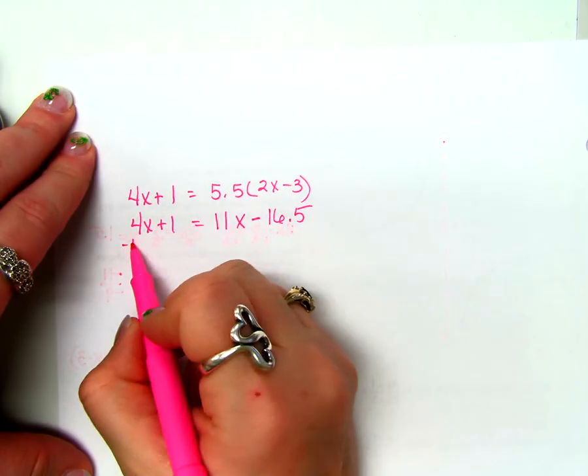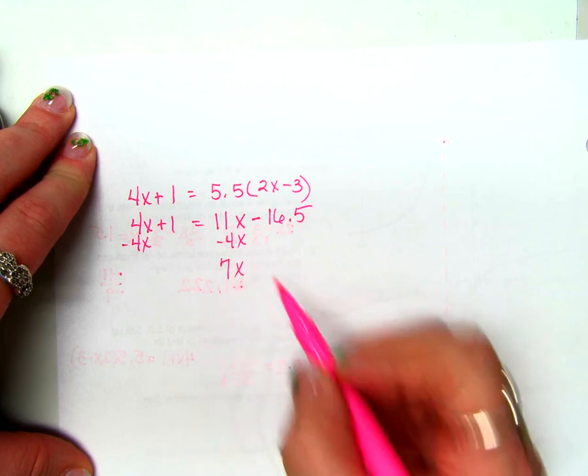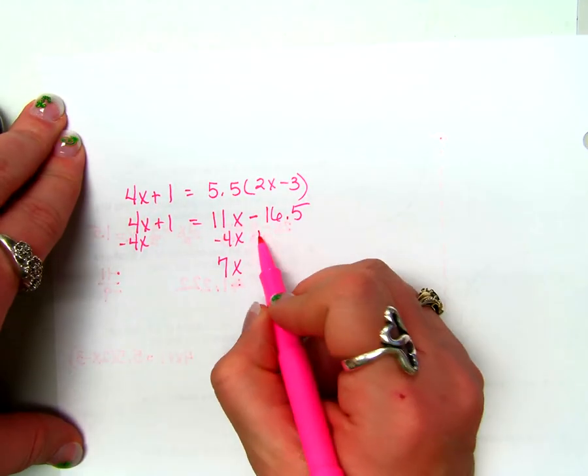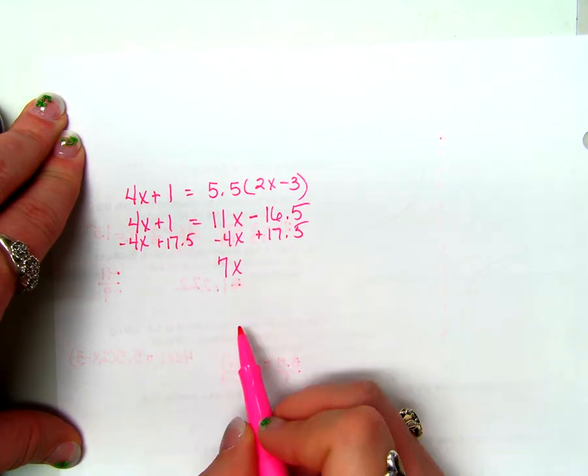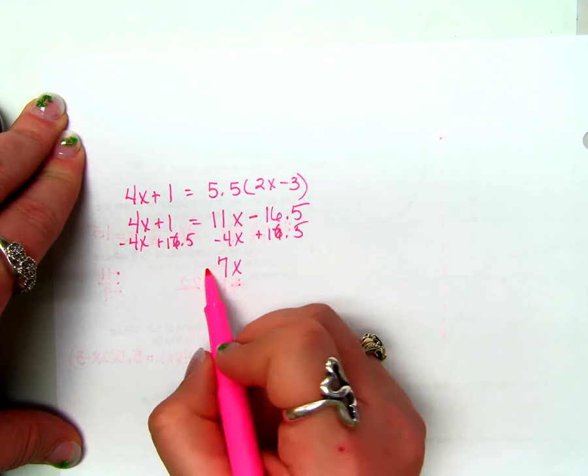So let's subtract 4x from both sides and get 7x. Can I do two steps at once? Are you okay with that? So can I add 17.5 to both sides at the same time? I mean 16.5. I'm already trying to tell you the answer. Sorry.